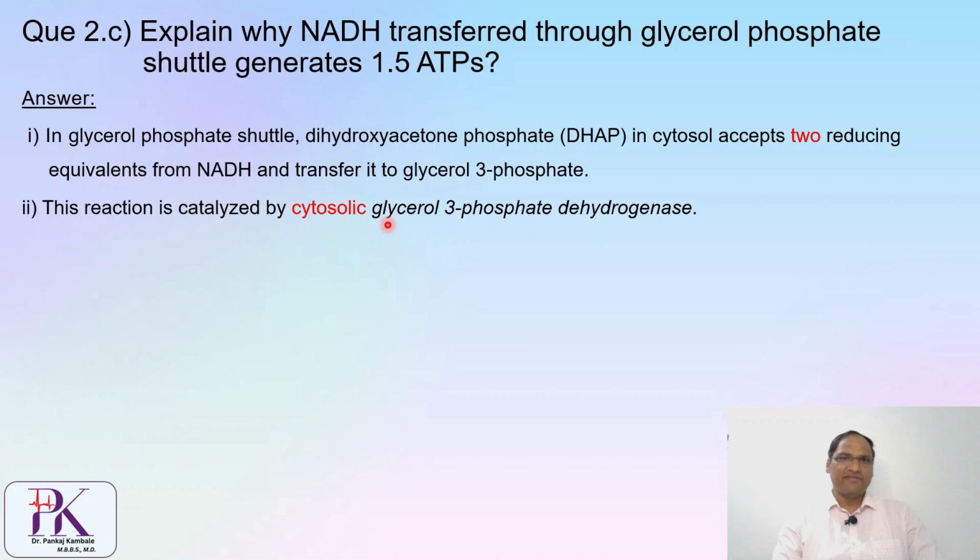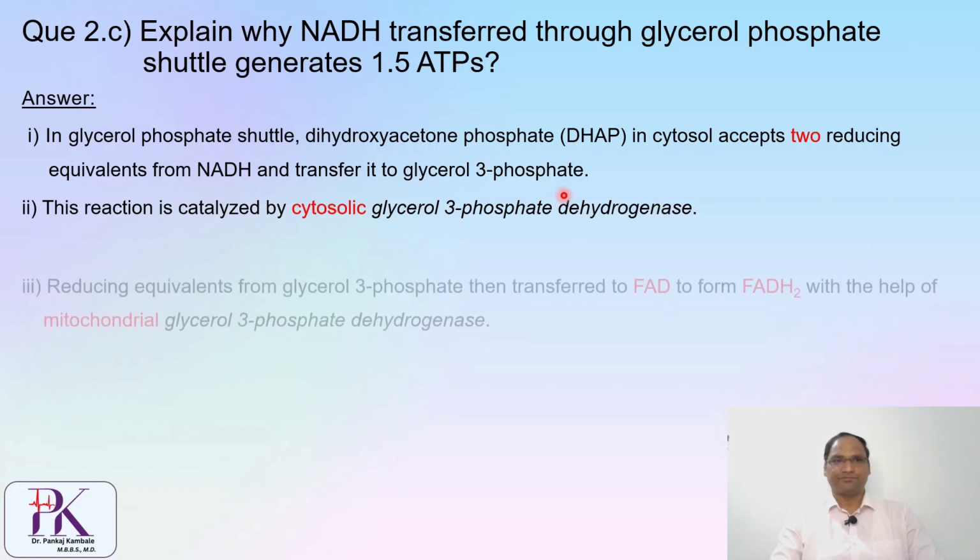Now, this enzyme, glycerol 3 phosphate dehydrogenase, has two isoenzymes. One is present in the cytosol and another is present in the mitochondria. So this reaction is catalyzed by the cytosolic glycerol 3 phosphate dehydrogenase. Okay, now what happens next?